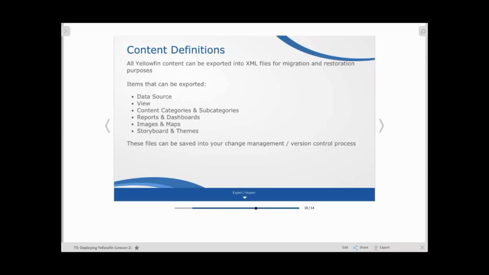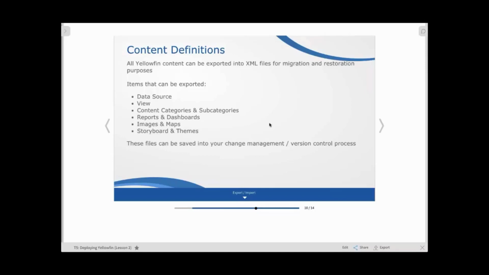So the items that can be exported are these things: my data sources, my views, my content categories and subcategories, so the areas that I save my content into. I can export that as well as reports and dashboards, images and maps I use in my geospatial reports, and storyboards and themes. So like this storyboard here and this theme that I'm using, I can export that and keep that, and maybe even move that across to target instances as well.